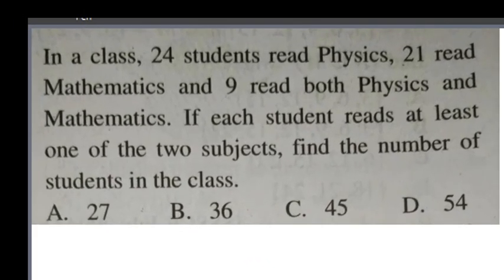It says that in a class, 24 students read physics, 21 read mathematics, and 9 read both physics and mathematics. If each student reads at least one of the two subjects, find the number of students in a class. So we have these options here: A, B, C, and D.